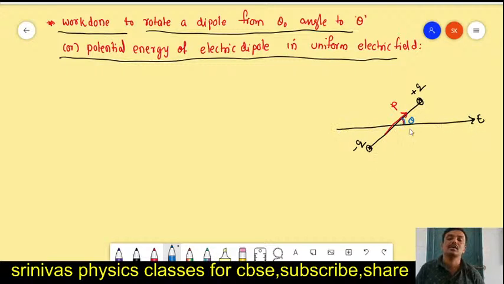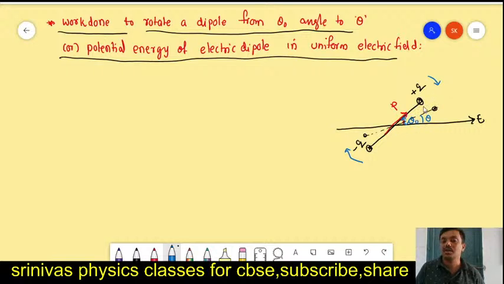There is some angle. Then when the dipole is placed in the electric field, a torque will act on the dipole. Due to the torque, it will rotate like this. When it rotates, its angle will change. For example, the final angle is like this one. This is the final position. Then the final angle we can take as theta, and the initial angle we can take as theta naught.